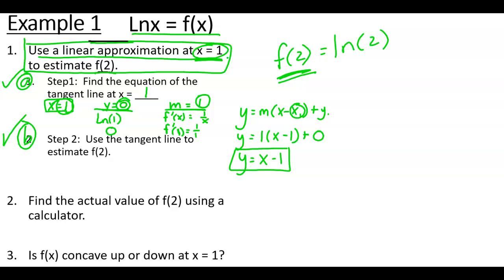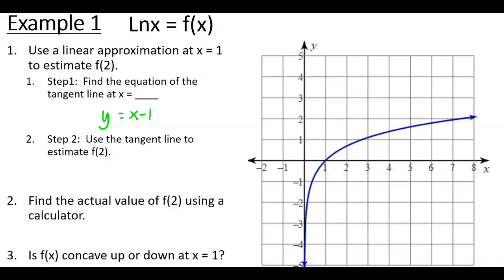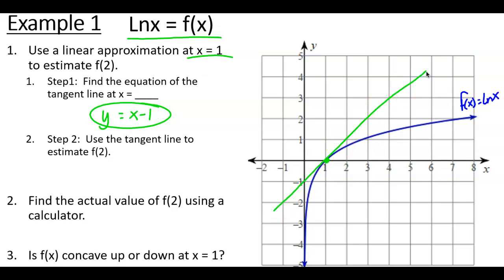Now, before I go any further, I just want you guys to know what I just did there. Okay, so let me give you guys a picture. Now I'm going to put the actual graph of ln up there. So that's the actual graph of ln. But what I just found here was the equation of the line that's tangent to this function at x equals 1. So here's where x equals 1, and the equation of that line is this green line right here.